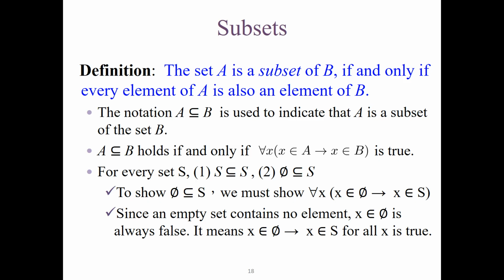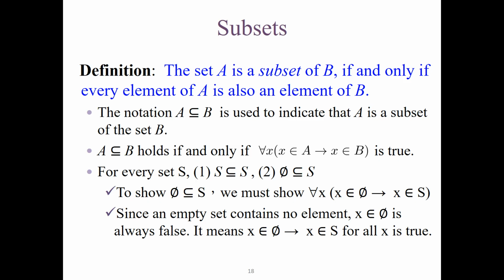Okay, that's verified. Based on the definition, we need all elements in the set on the left-hand side to also be elements in the right-hand side. But for the empty set, there are no elements. So if there are no elements, what happens? Then we can see this. Maybe we can replace A and B with the empty set and S. If x is in the empty set, then x is in set S. If this is true, then we can conclude the empty set is a subset of S.